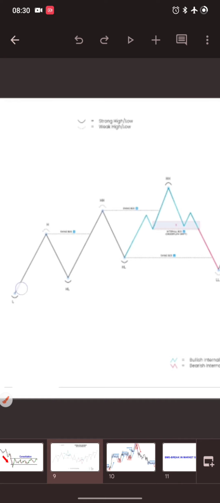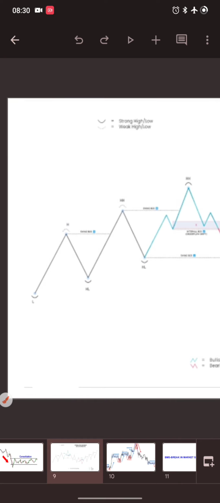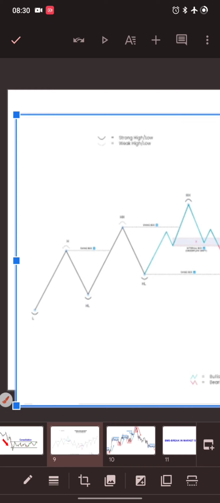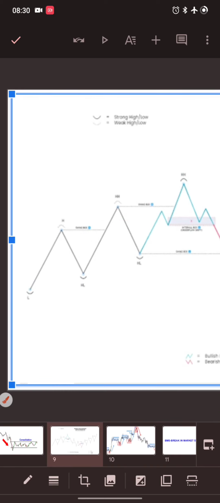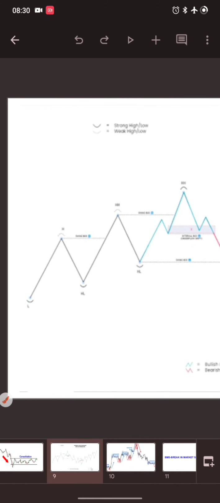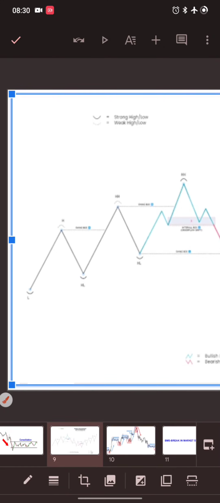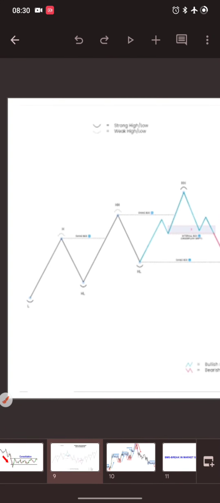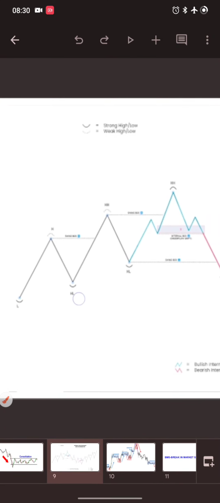Here, expansion like this, from a low to a high. This is expansion, then retracement. But this high here is higher than the normal high that was being formed. This low is higher than the initial low here. So that's why they call it a higher low.